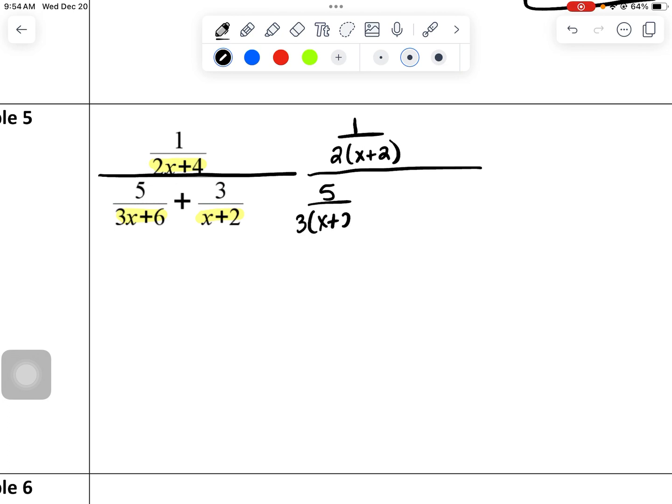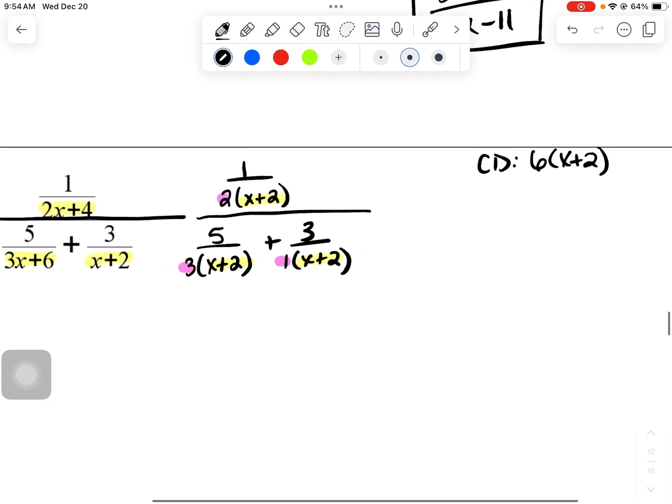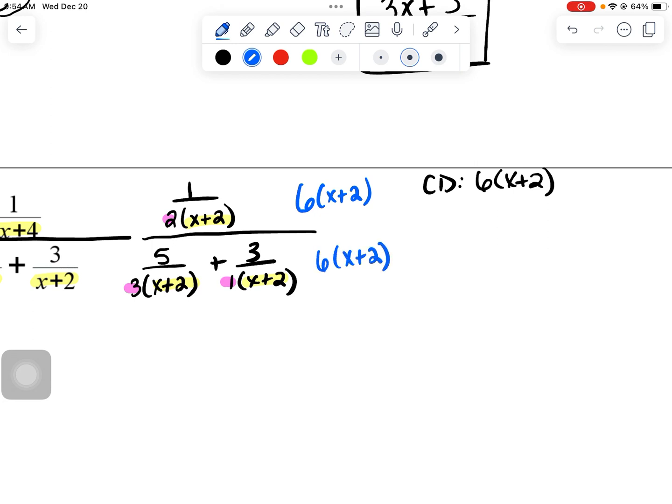On this side, I can factor out a 3, x plus 2, and then plus 3 times x plus 2. So now I can see that they have a common factor of x plus 2, so that's definitely going to be in my common denominator. But then I also look at my coefficients, 1, 2, 3, and that means that I'm going to need a common denominator between 1, 2, and 3, and that's going to be 6. So my common denominator is going to be 6 times x plus 2. So I'm going to multiply the numerator and the denominator by 6 times x plus 2. And I'm going to multiply down here as well.